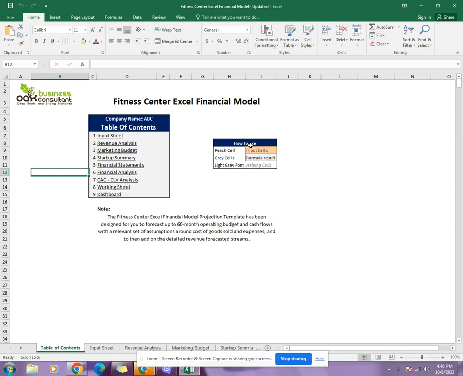If you come to how to use, it includes the peach cells, which are the input cells, which means that they can be changed whenever you want or as you want. The gray cells include the formulas, whereas the light gray fonts are the helping cells.